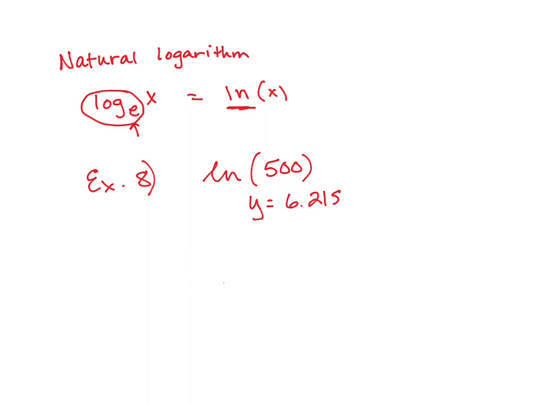Try natural log of negative 500. See what your calculator says. Wait, do you log e? You could. Mason's asking, do I do log base e of 500? Mason, if you try that, you'll get the exact same number, 6.215, because natural log and log base e are the same thing. It's another way of writing it, and it's better.